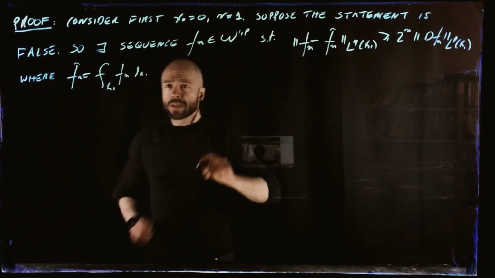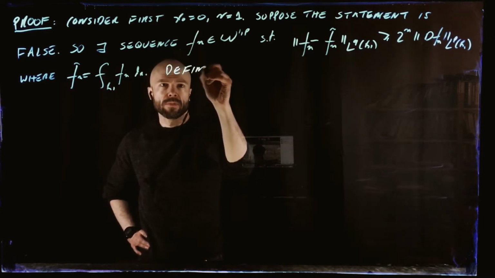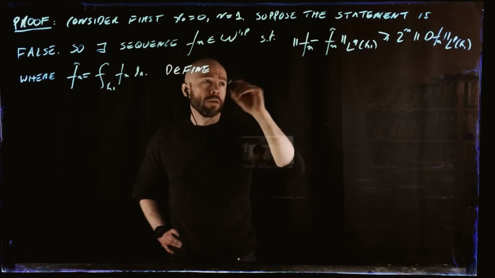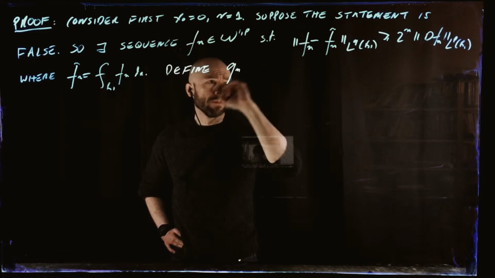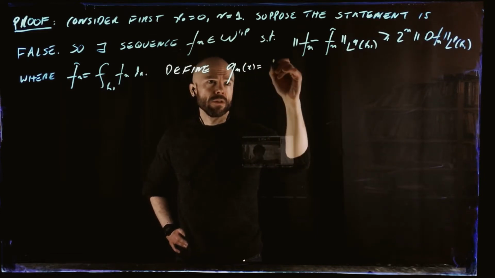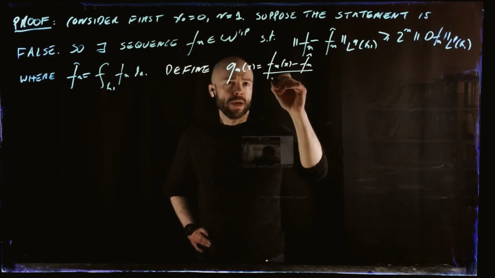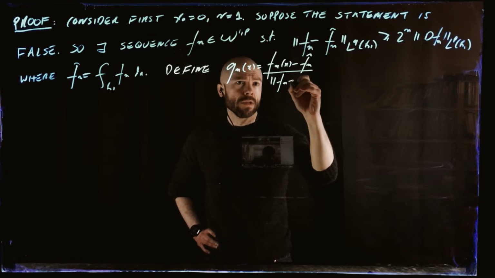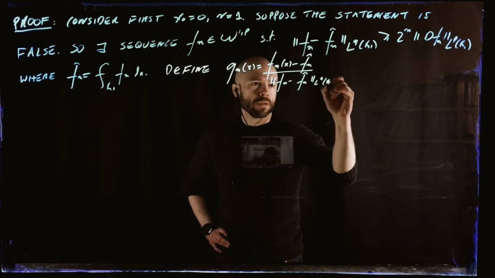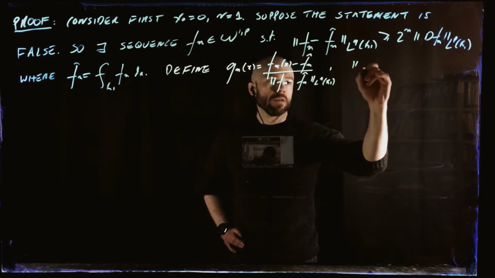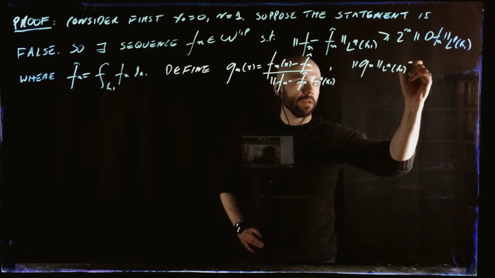Then let us rescale. Define g_n to be equal to this function f_n of x minus its average, divided by the L^q norm of the function minus its average on the ball. Yeah? So in particular, what we have is that this function has an L^q norm on the ball exactly equal to 1.